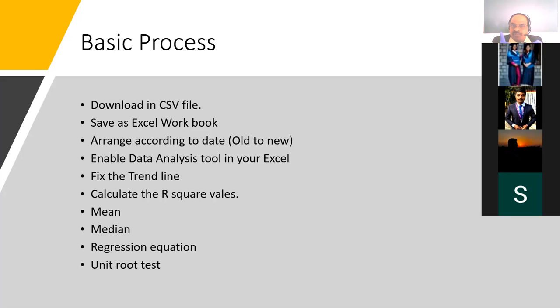Then the mean value. What is the mean? That is the average. Then the median. If the median is something repeating continuously, it means that your data is not a reliable one. Then try to fix the regression equation, at least y is equal to a plus bx. Then the unit root test. These are the main characteristics of the data.